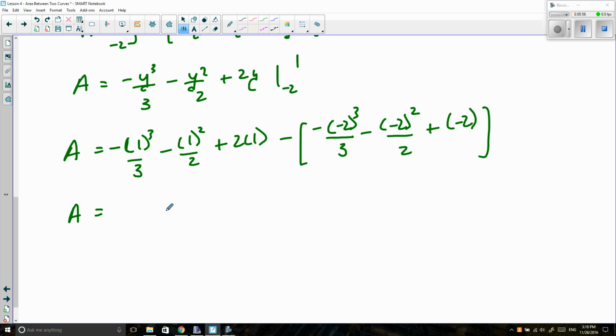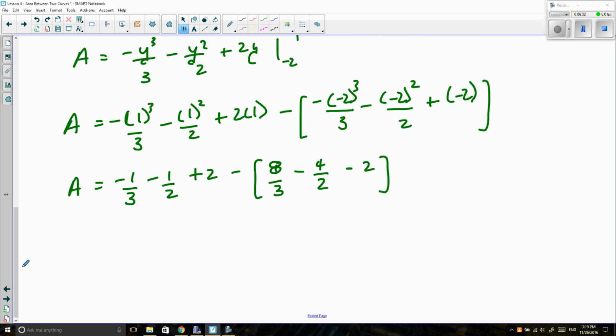So I'm just going to go through each one here. So negative 1 cubed over 3 will give us negative 1 over 3. And 1 squared will give us positive 1. We have a negative in front, so minus 1/2 plus 2. Then minus, so inside the brackets we have negative 2 cubed, which is negative 8, so it becomes positive 8. So I'll just go 8 over 3. Then minus negative 2 squared gives us 4. And then 4 over 2, I'll go 4 over 2 for now. And then plus negative 2 will give us minus 2. Okay, so we're almost there. We just need to bring everything together here.